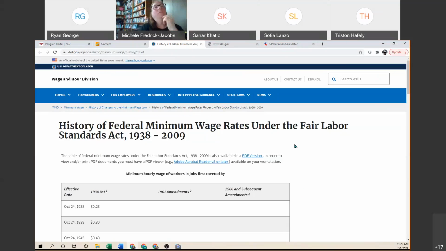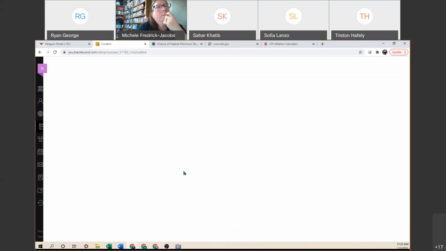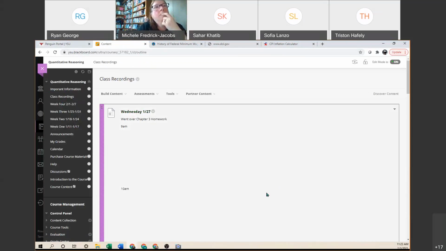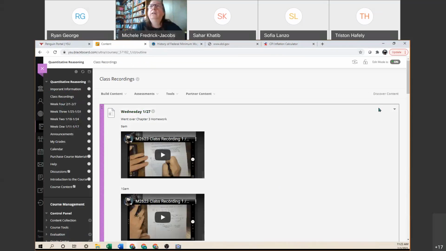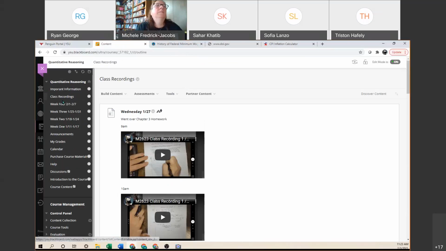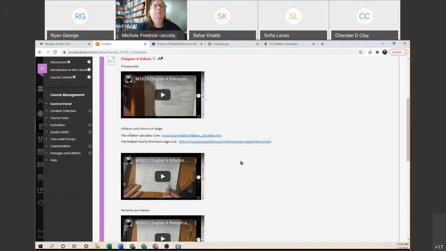But if it's not working, copy and paste. What I did was go on the Blackboard app on my phone, and then I went into the chapter 4 discussion board, and I clicked on the link for the minimum wage chart there, and it took me there. It was just freezing for me too, but then it worked. But you might want to just take that beginning part out, like copy and paste.